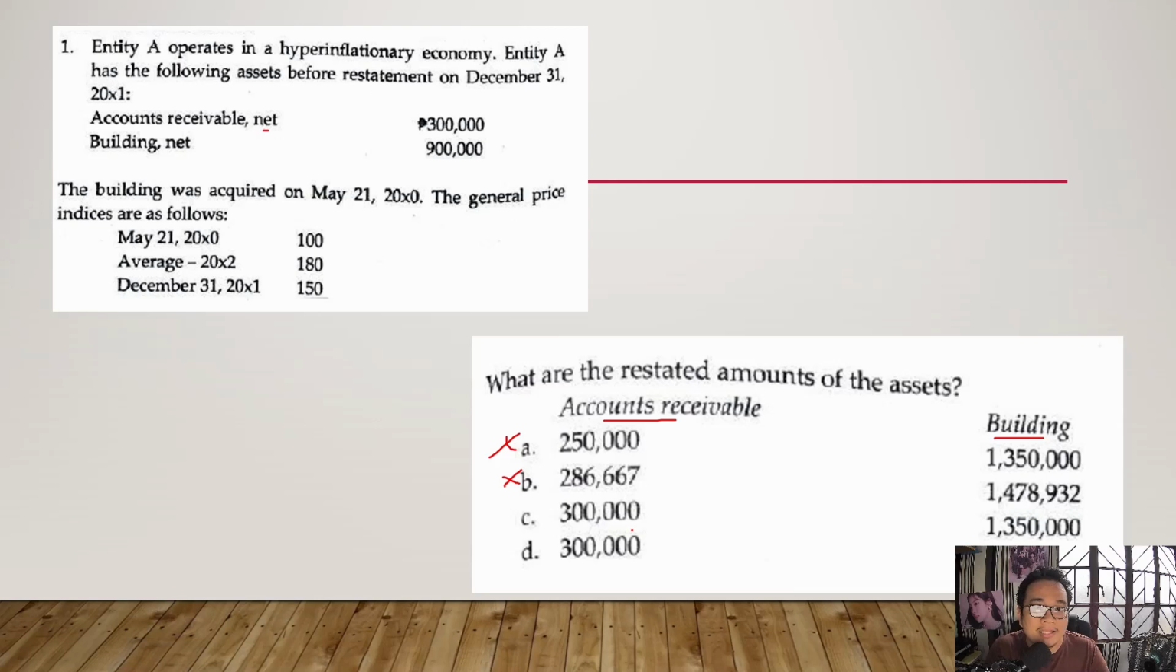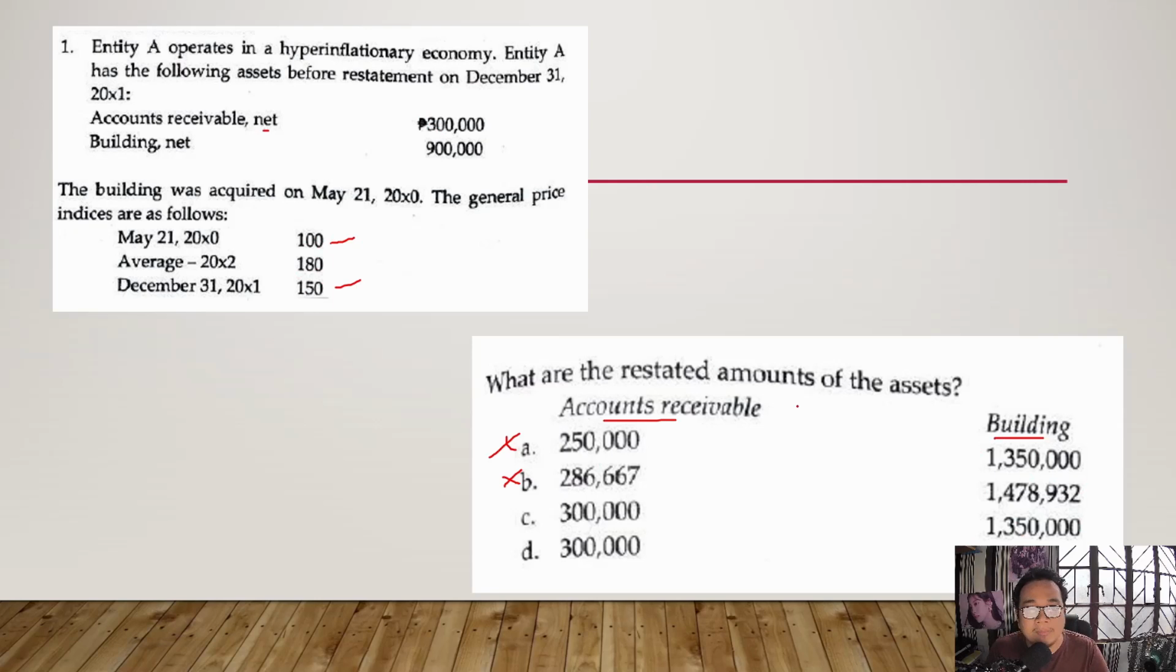Ang non-monetary ay nire-restate. In this case, bakit itong letter D may 900 pa rin para sa building? Alam naman natin yung building is already a non-monetary item and must be restated. So hindi dapat 900 yan, considering na iba rin yung acquisition date. Without even solving or holding your calculator, alam mong hindi magiging 900 yan bilang restated amount.